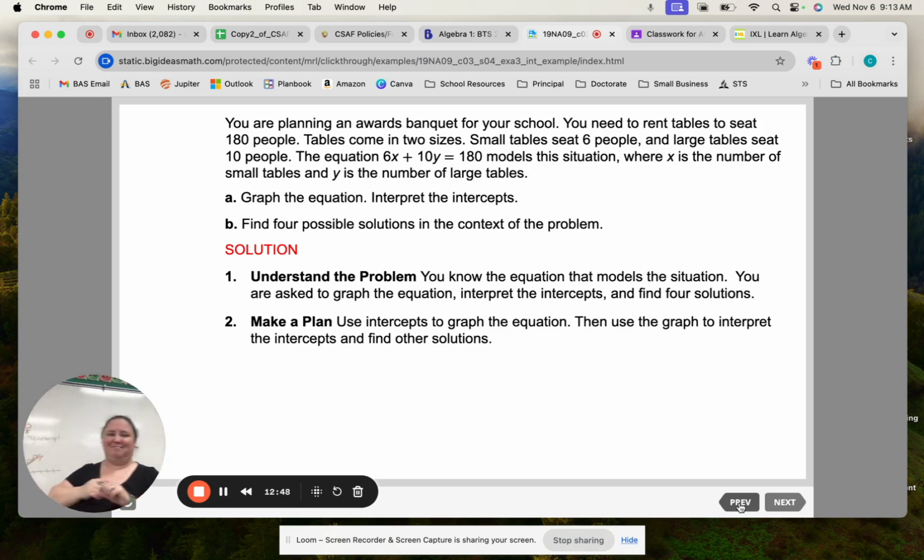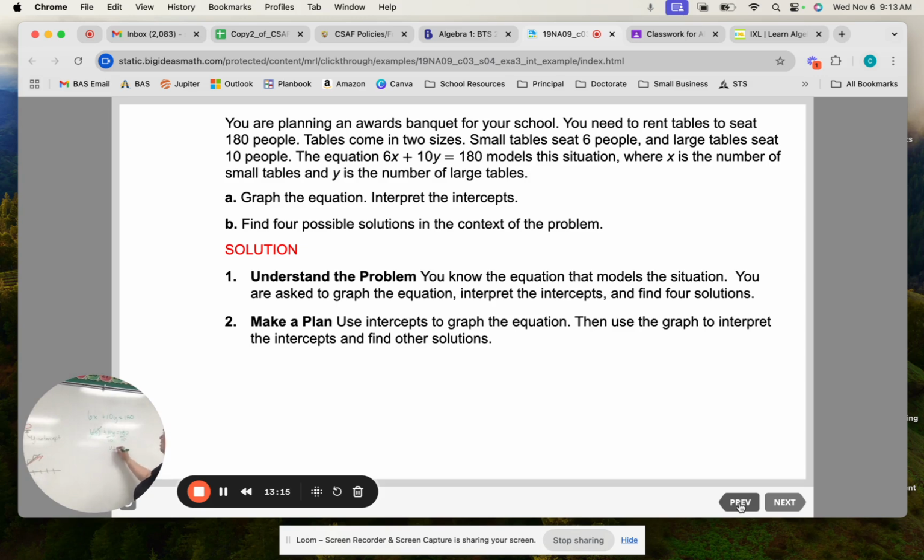All right. So we have 6x plus 10y equals 180. Makes sense, right? It's the weirdest 8 I've ever drawn. So finding the intercepts. Let's find the y-intercept first. So what am I going to plug in here? 0. So 6 times 0 plus 10y equals 180. Divide by 10.